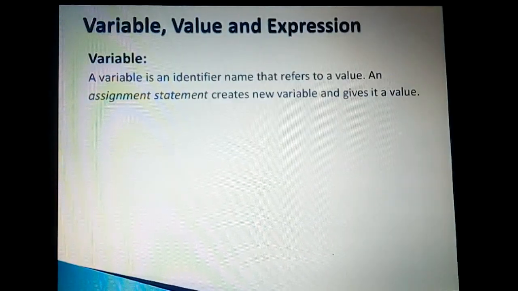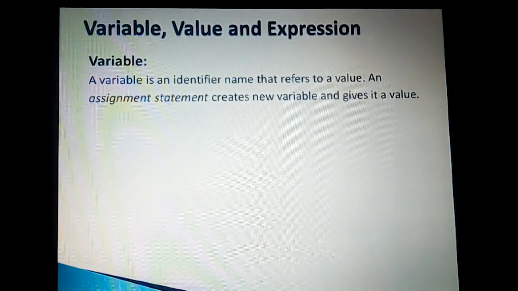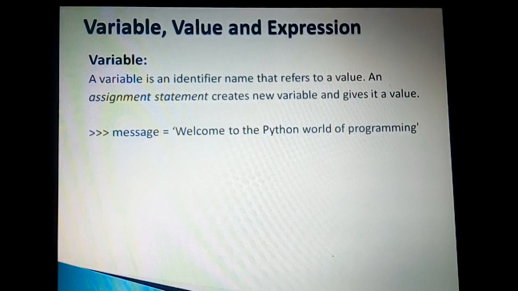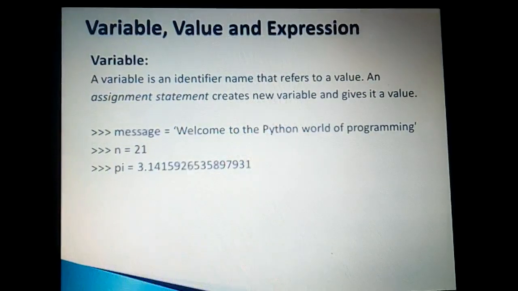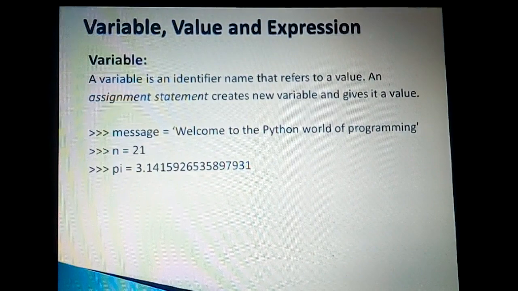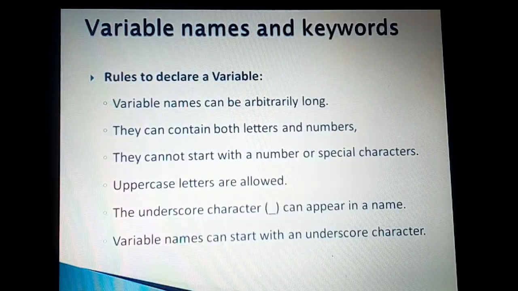To recap, we had coined a definition. A variable is an identifier that refers to a value. An assignment statement creates a new variable and gives it a value. So if I say message equals a string, then it becomes my string type. If n equals 21, it becomes an integer type, or pi becomes a float type when it is 3.14, and so on. So let us see what are the different rules that we can incorporate to form the variable rules.